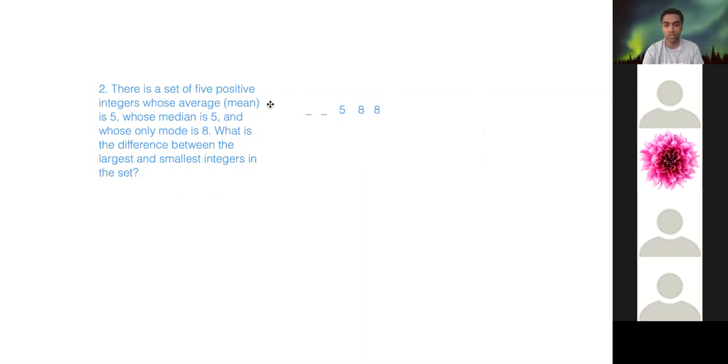Now to get the first two, we know the last piece of information is our mean, or the average, is 5. So the sum of the numbers will be 5 times 5, or 25. So what does that tell us about the sum of the first two?